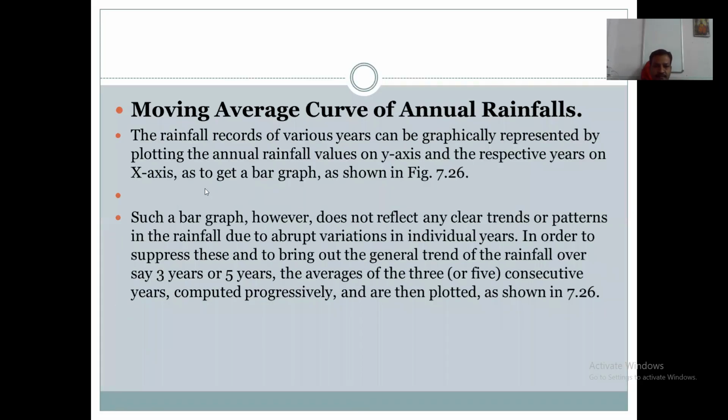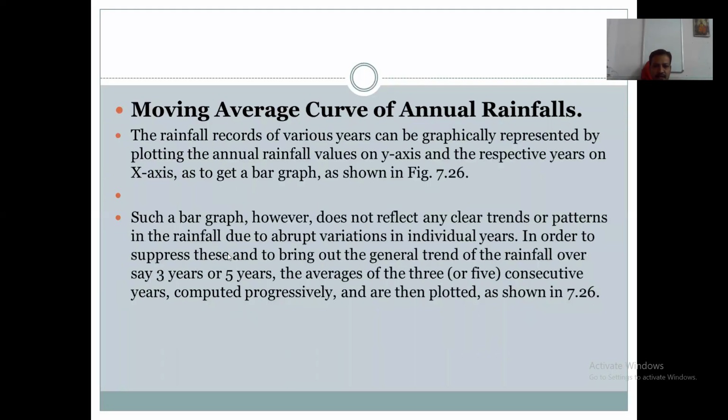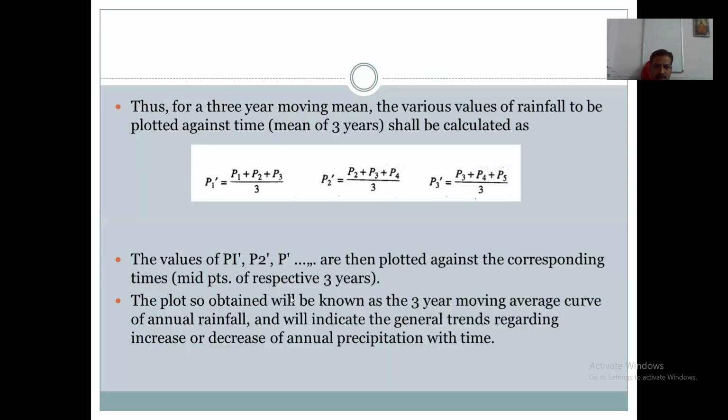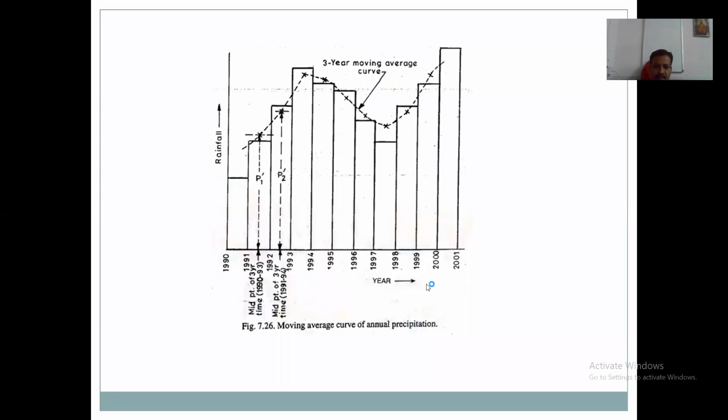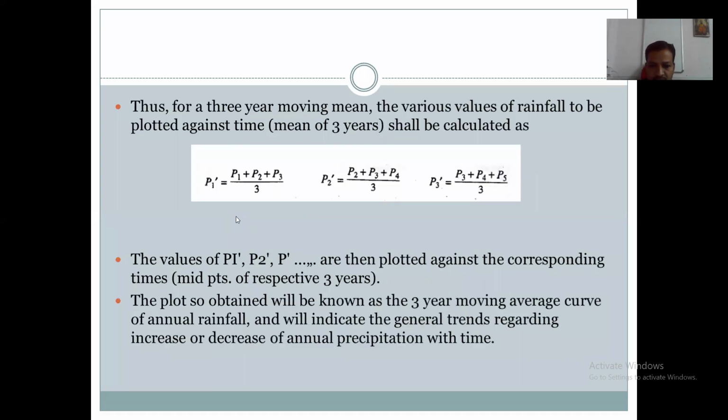This is second graph. The next curve is the graph between rainfall and the number of years. So moving average curve of annual rainfall. Now in mass curve of rainfall, for a particular day, how much the rainfall is there. So next curve is moving average curve of annual rainfall. Annual rainfall काढायचं.